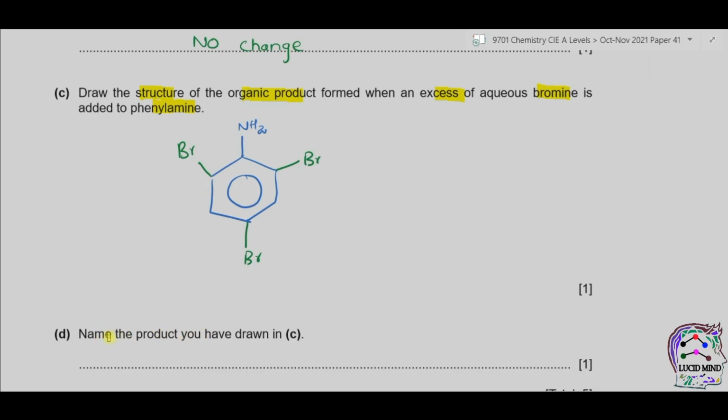Name the product that you have drawn in part C. Now, starting from this carbon atom, as the NH2 group is attached to this one, we can move clockwise. So this one will be 2, 4 and 6 position. Again we can move anti-clockwise. If this is 1, then this will be 2, this will be 4 and this will be 6. So we can name the product as 2,4,6. We have 3 bromine atoms, so it is tri for 3, bromo for bromine, phenyl for this benzene part, and amine for NH2.